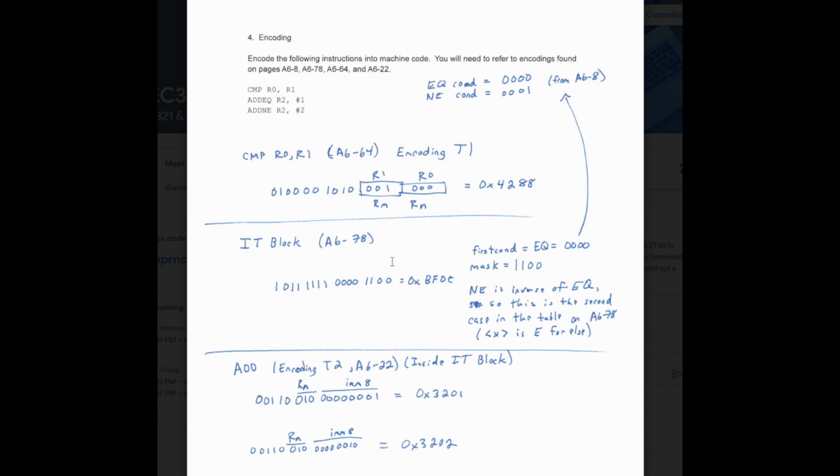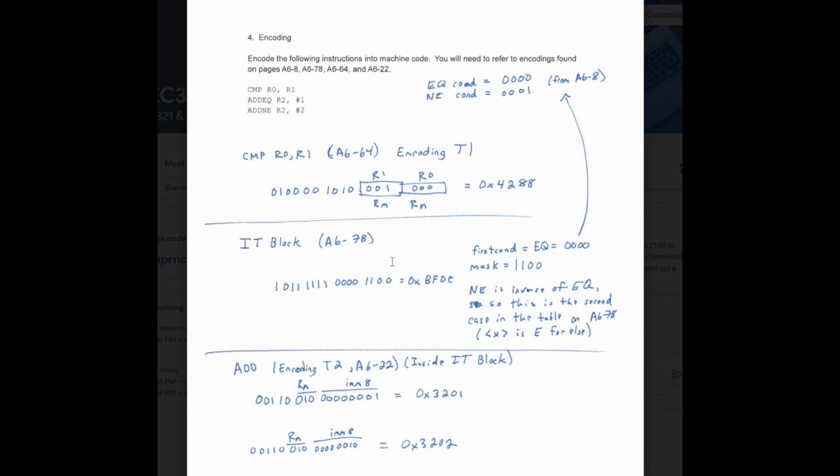So this is having you deal with conditional execution, which we have not looked at encodings for before. And so I gave you some encodings to look through for this particular problem, which are A6-8, A6-78, A6-64, and A6-22. But I'll walk you through here. I'm not going to leaf back and forth between the manual, but you're welcome to do that and stop the video to inspect what the ARMv7 manual looks like as I talk through this.